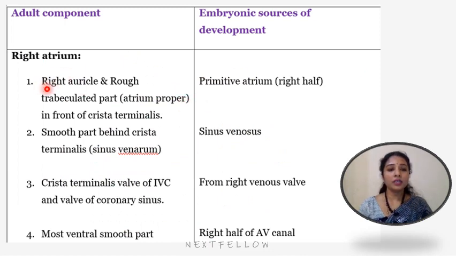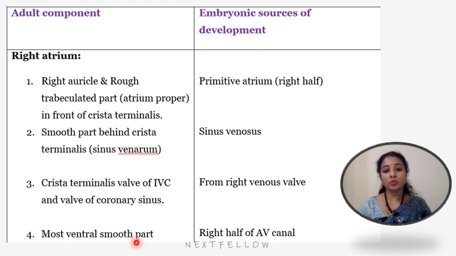So we will see the right auricle. The right atrium of the adult component is from the primitive atrium in the right half. The smooth part behind the crista terminalis is from sinus venosus. Crista terminalis is the left venous valve. Crista terminalis forms the valve of inferior vena cava and valve of coronary sinus. These three components are from right venous valve.